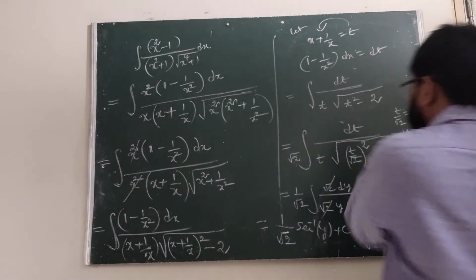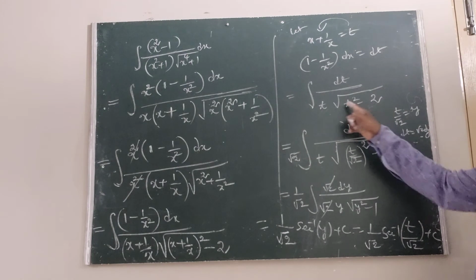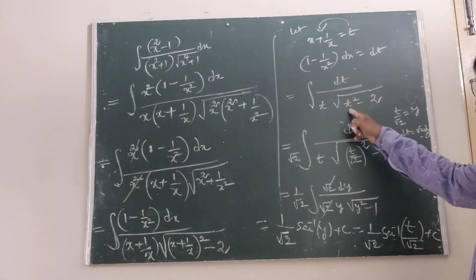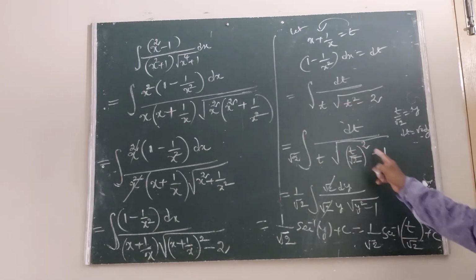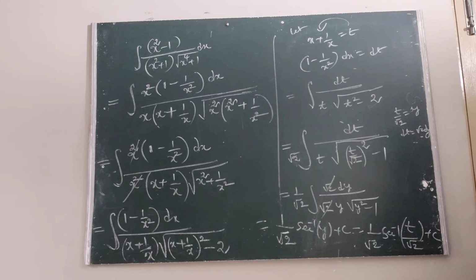Then you can write, 2 is the common. This can be t square by 2, that can be t by root 2 whole square minus 1. Therefore, after that, the t by root 2 we take as y, dt equal to root 2 into dy.